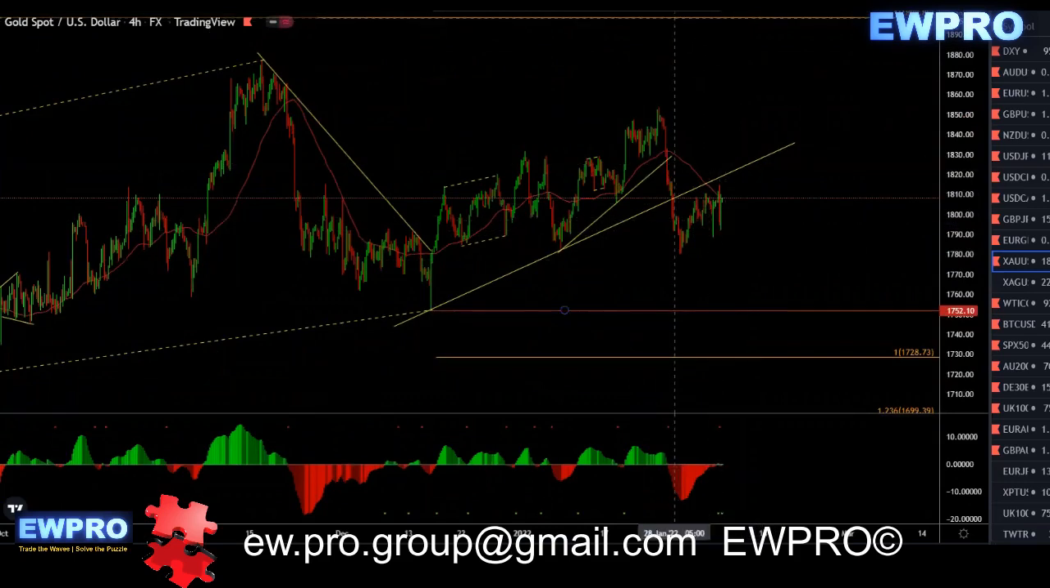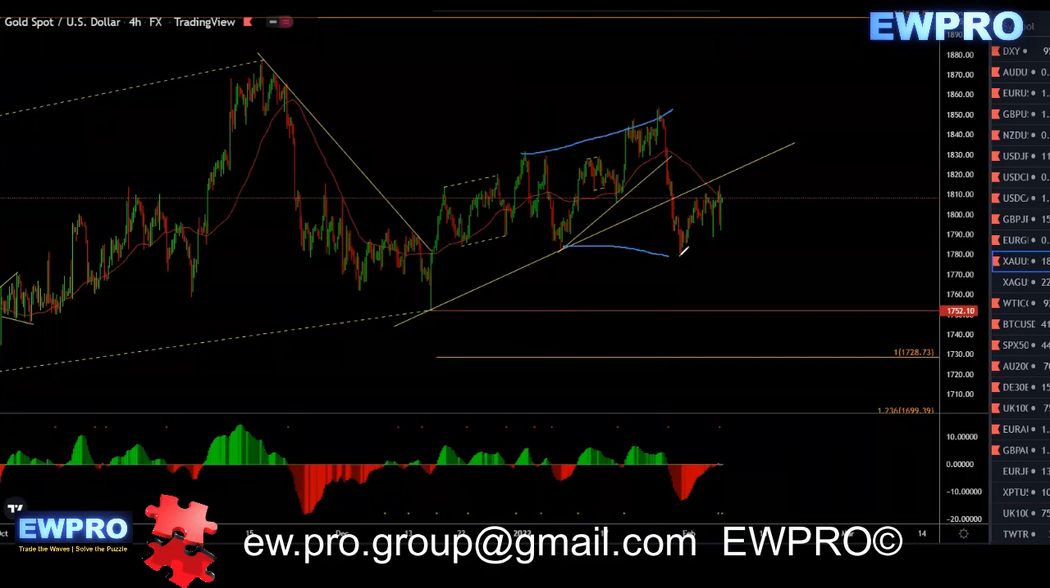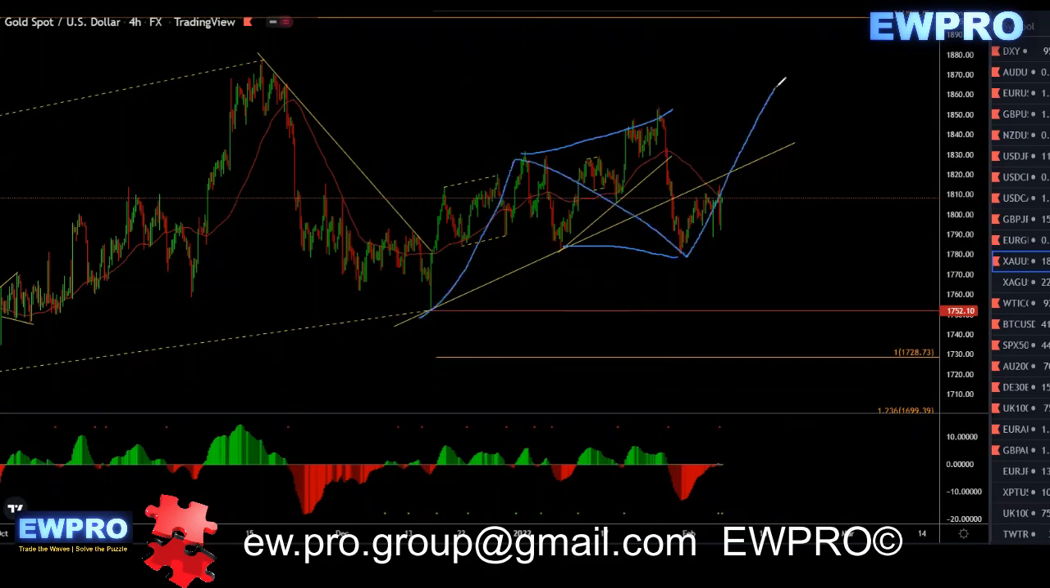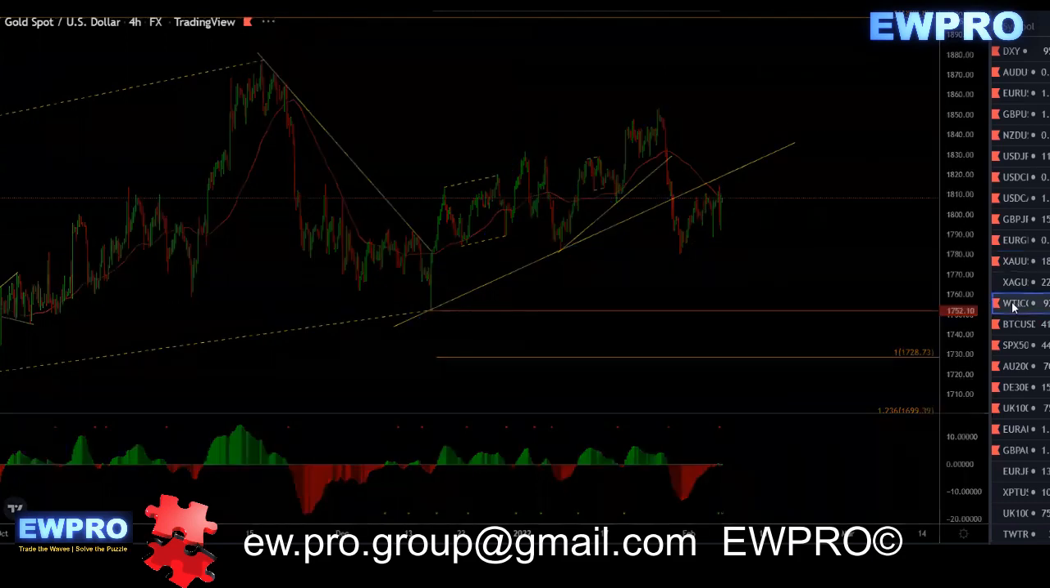There is another scenario that this is a flat, some sort of a W, well, an A, B, C. I'm more interested. We've broken that trend line. This is looking corrective in here. Don't miss the sell if you get a sell opportunity on it.